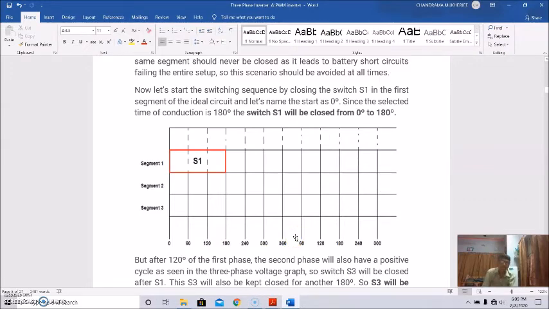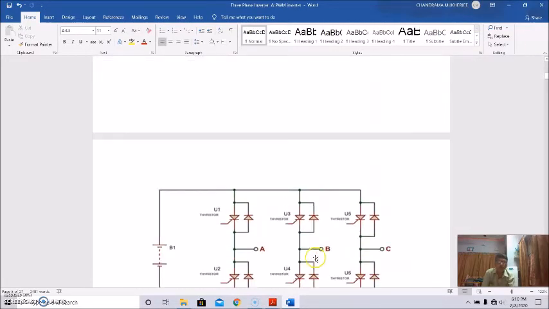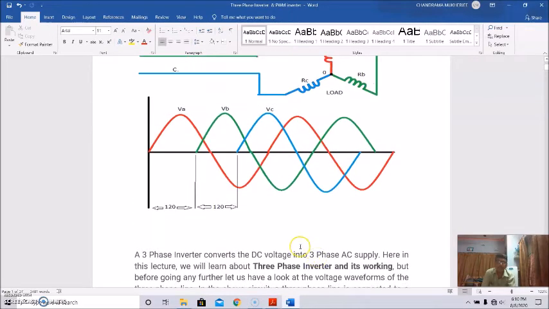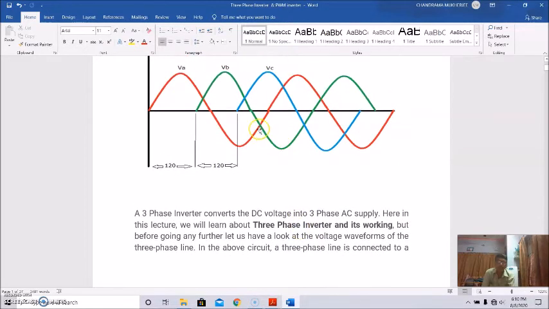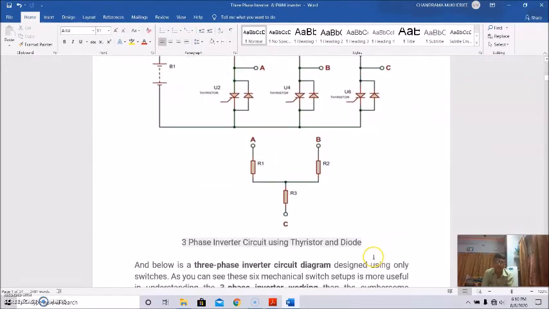But after 180 degree of the first phase, the second phase will have a positive cycle as seen in the 3-phase voltage graph. So that is here. If you go to this voltage graph, you will see after 180 degree, the second phase will be started. So this is actually 180 degree. So what will happen? Let's see.